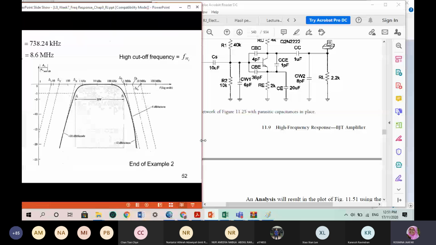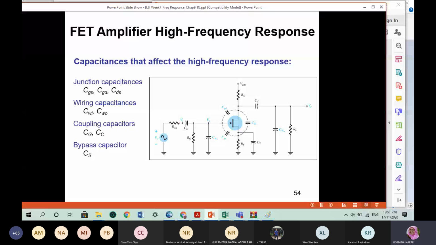Okay, the last part I want to show is on the FET amplifier, Miller effect, because we are evaluating high frequency, and we have internal capacitances CGD, CGS, and CDS. Similar to the BJT, we also have wiring capacitance, CWI, at the input, and wiring capacitance at the output, CWO. So again, we have 3 internal plus 2 external or physical capacitances for the circuit.